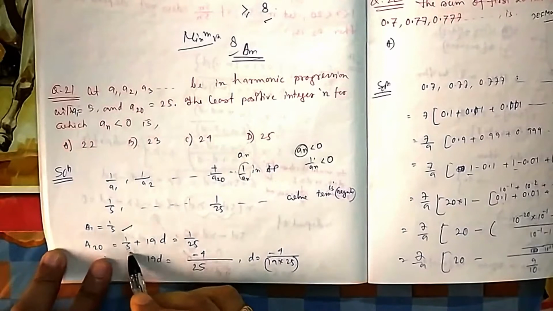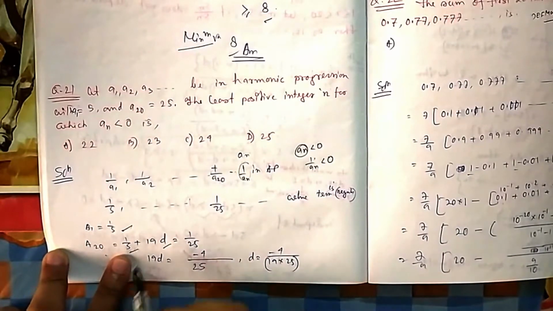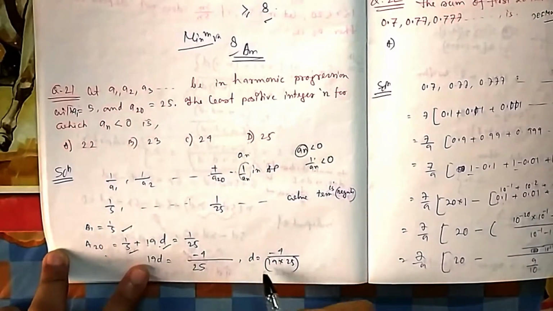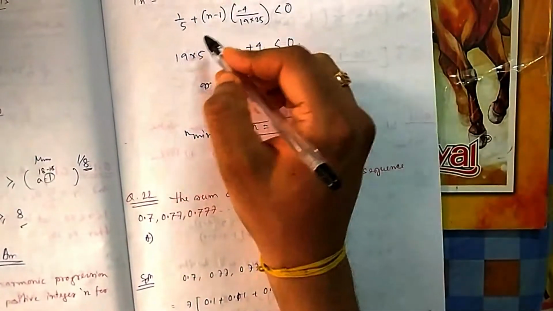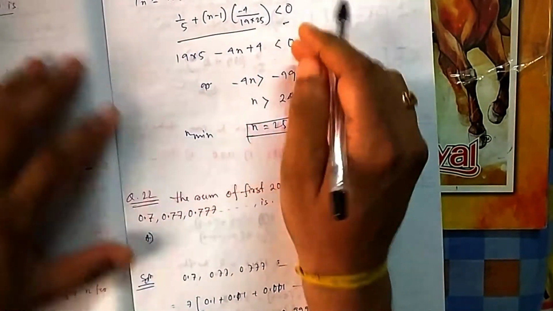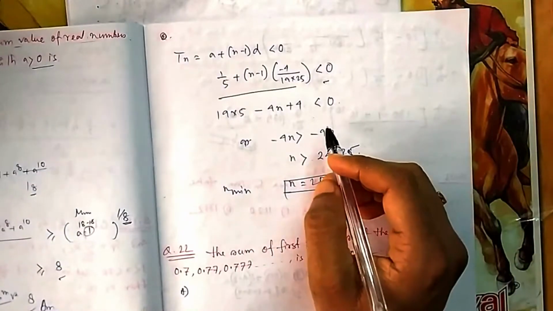The first term is given, the 20th term is given. Formula for the 20th term: a plus (n minus 1) into d. You get your d. Once you know d, then you can apply your Tn formula. Your Tn is this one, that should be less than 0. And you have to check where it is less than 0, the least value from where it happens.